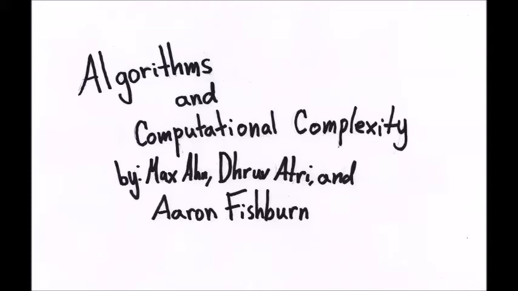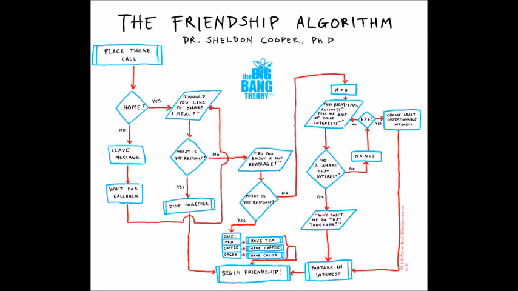Okay, so today you'll be learning about algorithms and computational complexity. An algorithm is, at its very core, a set of steps for solving a problem. Now, what kind of problem? Well, an algorithm can solve any old problem. For example, here we have an algorithm describing the steps to make friends. But generally, we'll only be talking about the algorithms whose steps can be performed by a computer.